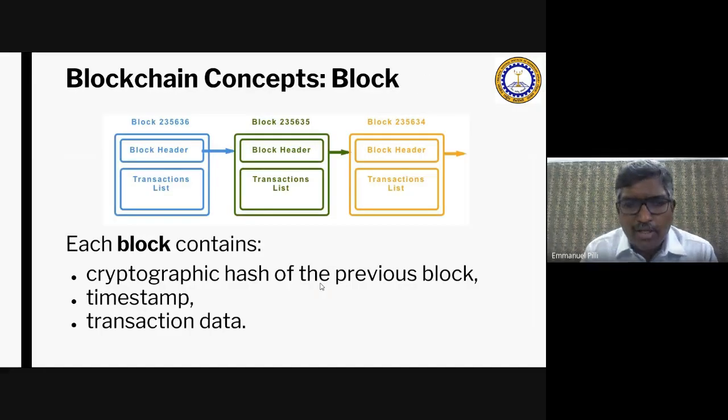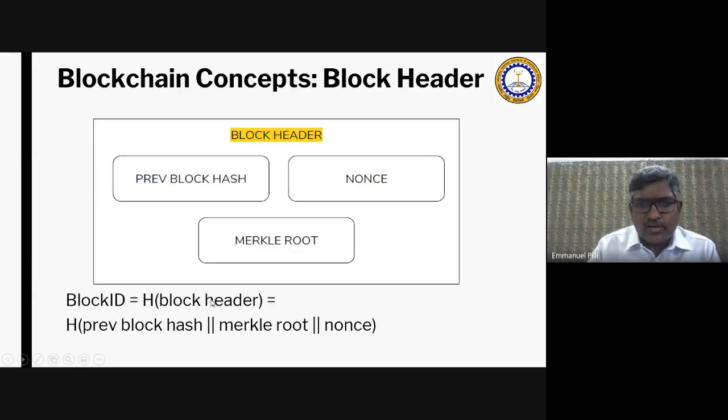Next is the block. Now the block contains a block header and a list of transactions. It contains a cryptographic hash of the previous block, a timestamp, and transaction data. The block header will contain a cryptographic hash of the previous block and a timestamp. Now, how does it look? It looks like this.